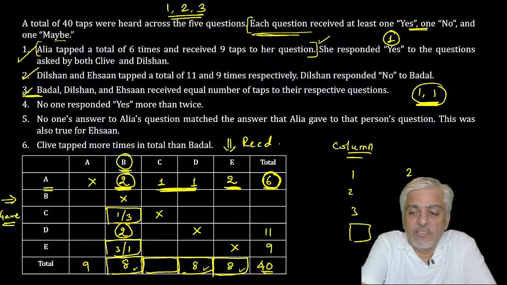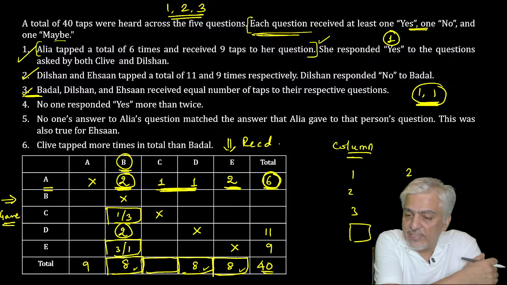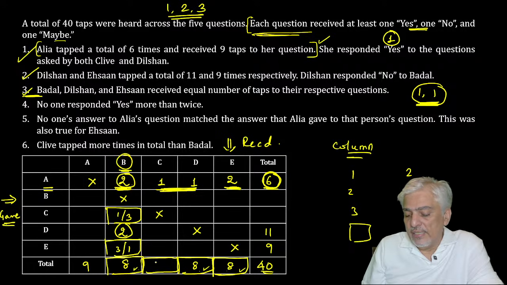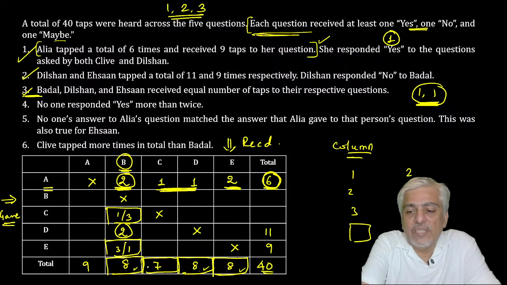Two people have given the answers. Others, give 8 plus 8 plus 8 is 24. 24 plus 9 is 33. 33 subtract from 40 will become how much? 7. We got 7. So if you have realized by now, we already got the answer to one question.